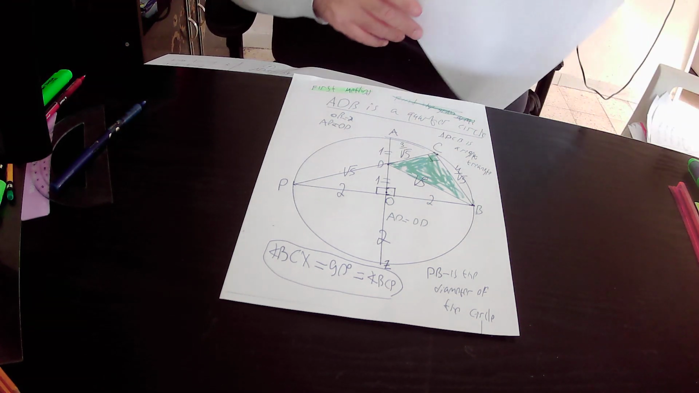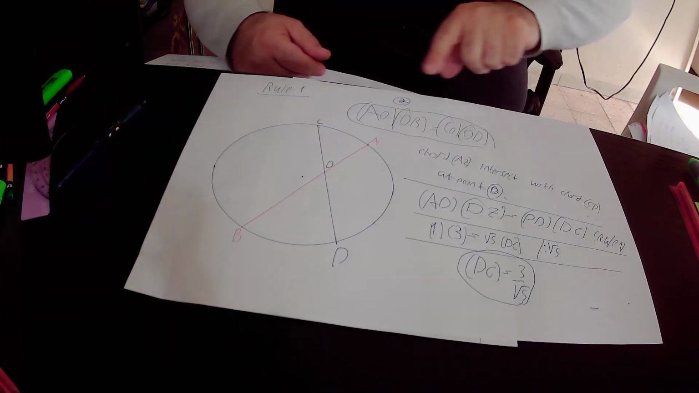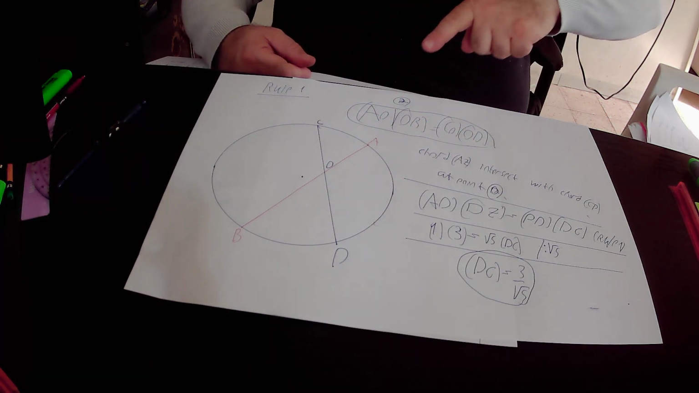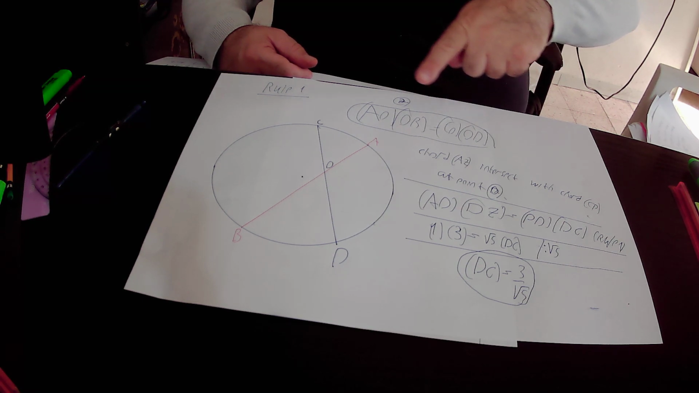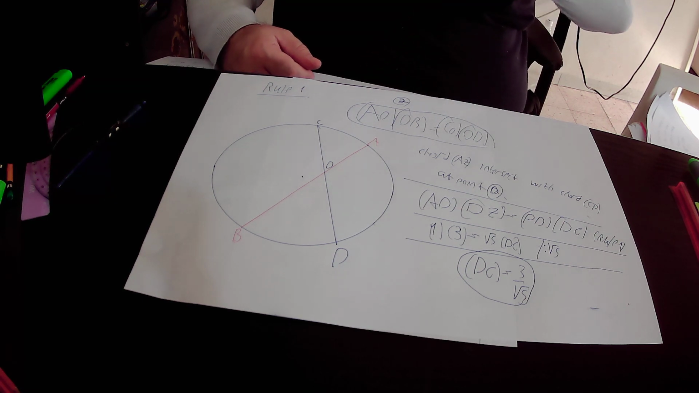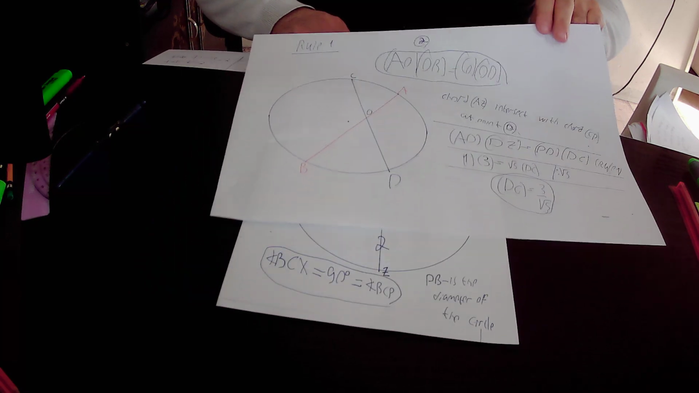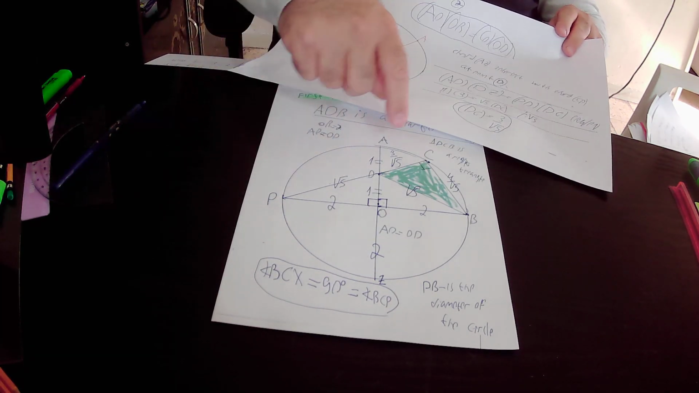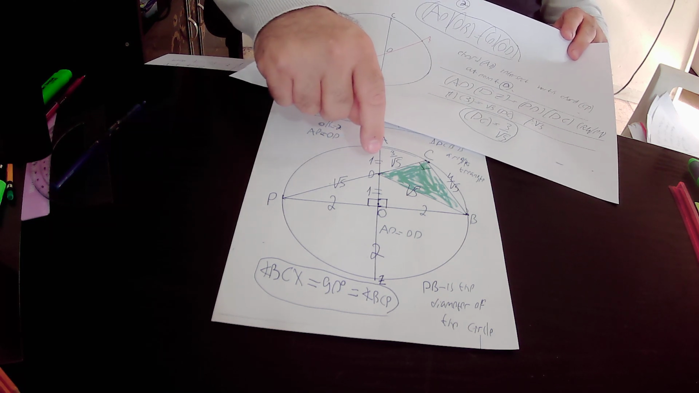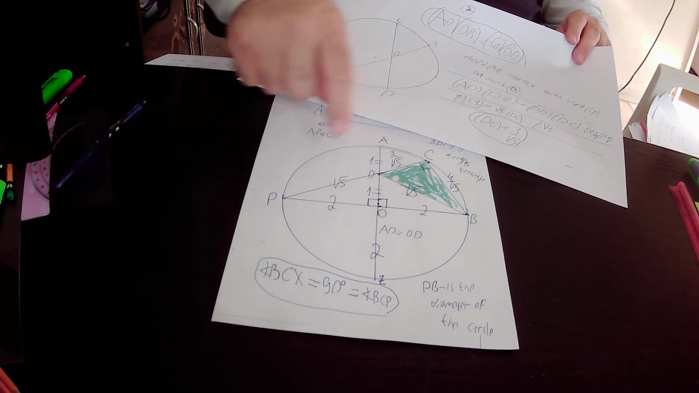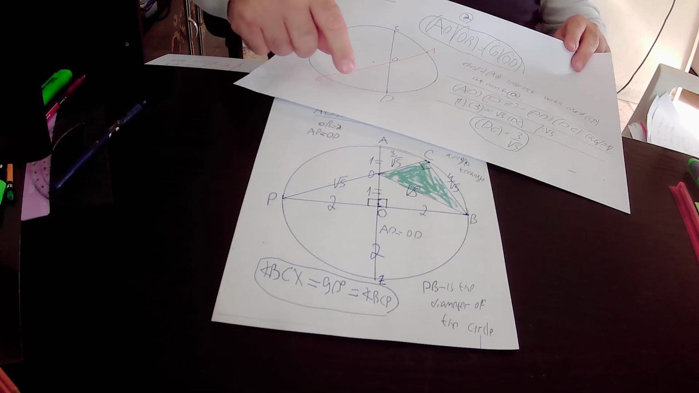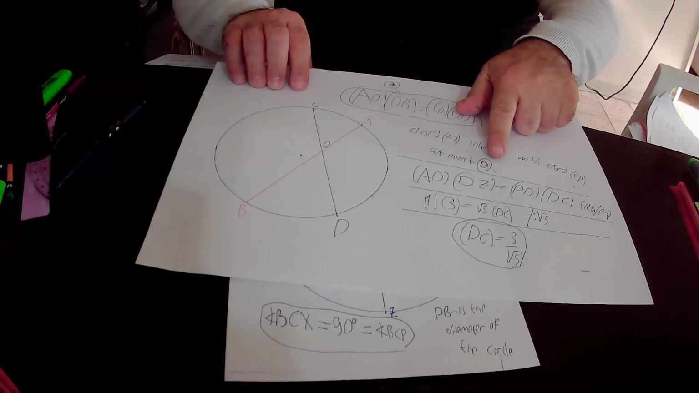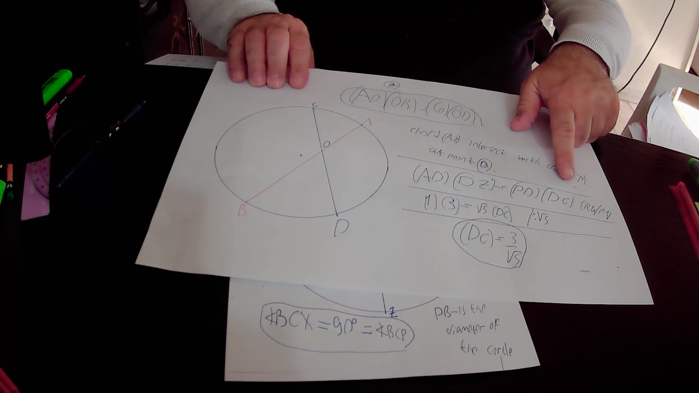Okay, then we presented rule number 1 and we implemented rule number 1 in our drawing. According to rule number 1, if chord AB intersects with chord CD at point O, then AO times OB equals CO times OD. In our drawing, we have chord AZ that intersects with chord PC at point D, therefore AD times DZ equals PD times DC. AD times DZ equals PD times DC according to rule number 1.